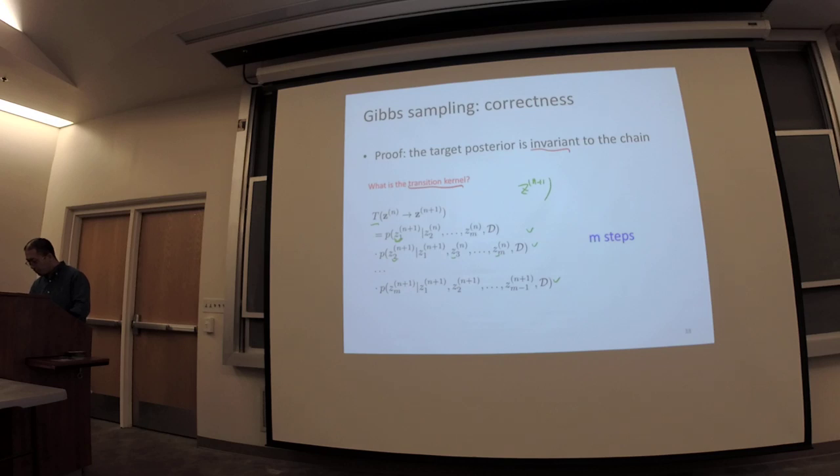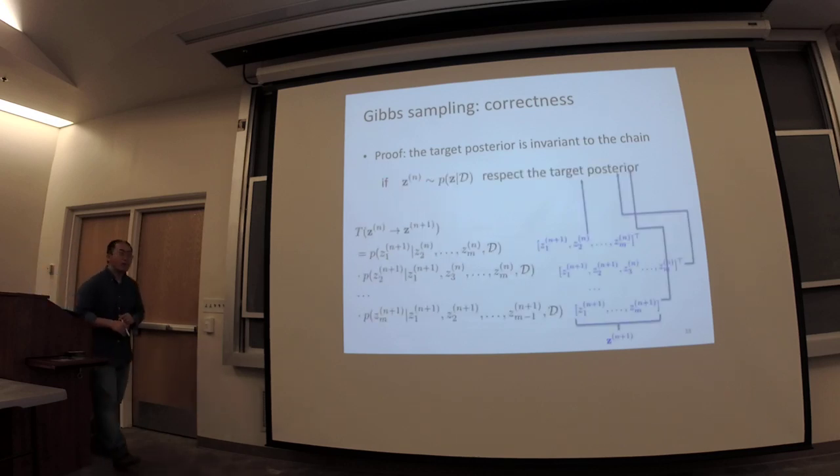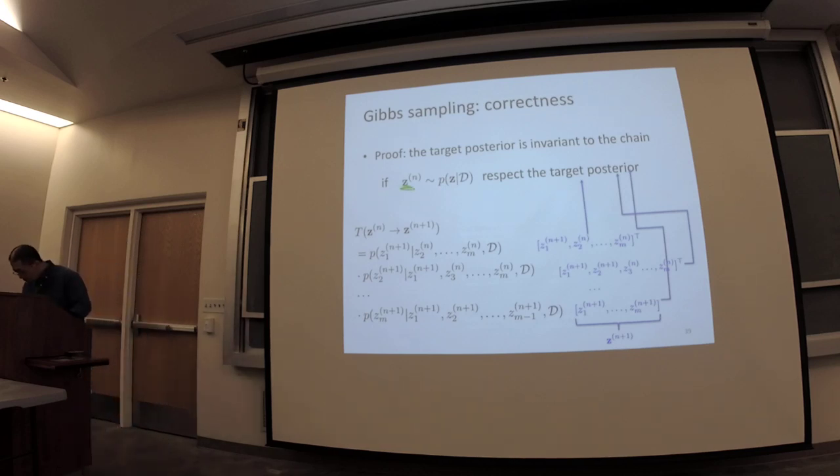So now, given this transition kernel, how can I show that if your starting sample Zn follows the target posterior, after this m-step procedure your next sample Zn plus 1 will also respect this target posterior? We want to look at why.